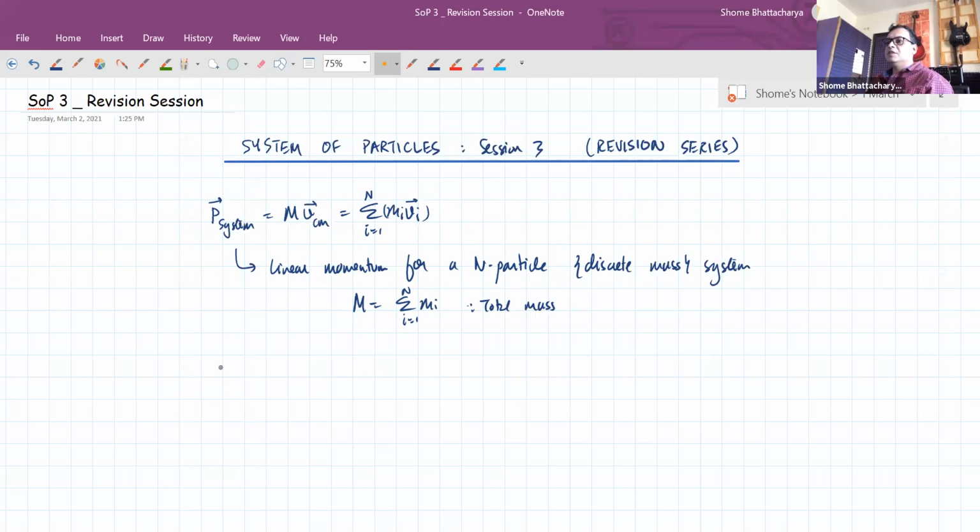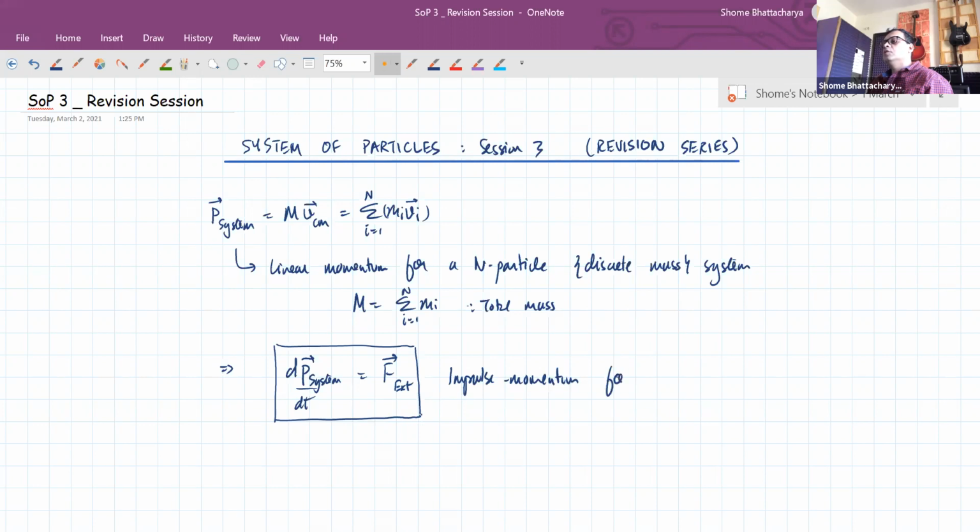We also saw from this definition that the rate of change of linear momentum of the system becomes equal to the net external force. Because when we sum up the rate of change of momentum of the individual particles, the internal forces cancel in action-reaction pairs and we are left with the net external force. This is the application of impulse momentum for a system of particles. And from this we see that if the net external force is 0, then the linear momentum of such a system is conserved.